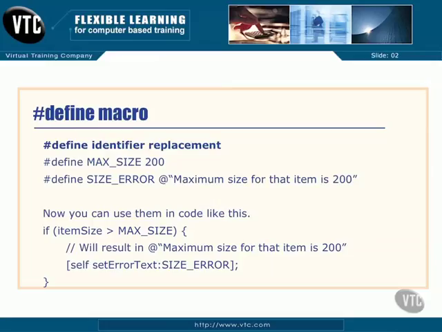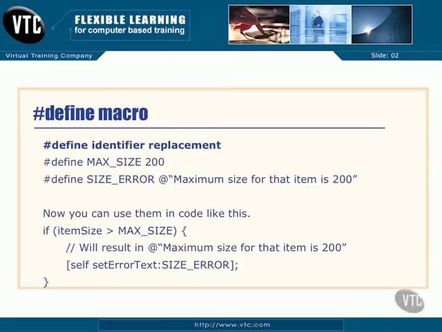The word identifier that is after the define keyword is the macro name. That is the name that you will use in your code. The value that is the replacement is what is substituted for the identifier. Here are some examples to make this more clear. In the first one, we have define max size is 200. In our second one, we say define size error, and then we give it an Objective-C string: Maximum size for that item is 200.